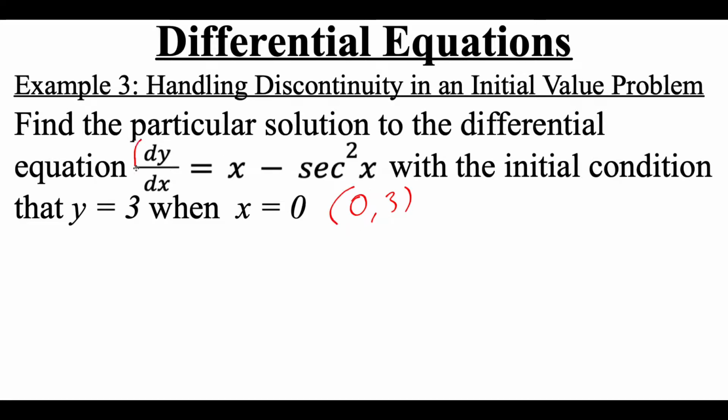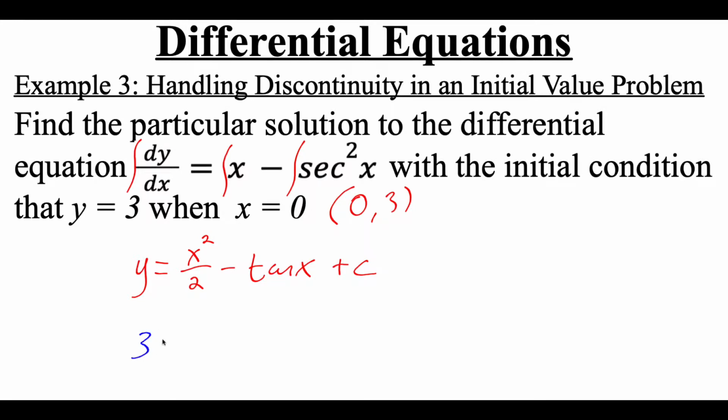So to find the general solution, we're going to have to integrate this differential equation. So we're going to get y equals, when we do the integral of x, that's going to turn into x squared over 2. And then minus, when we do the integral of that secant squared of x, that's going to turn into the tangent of x. But then we have to put our plus c on the back end to account for any constants that might be there.